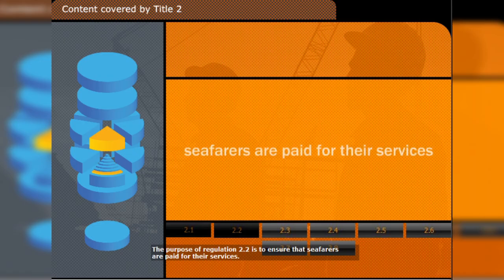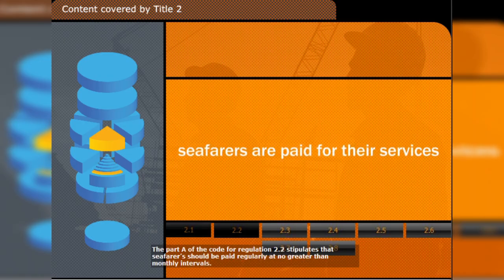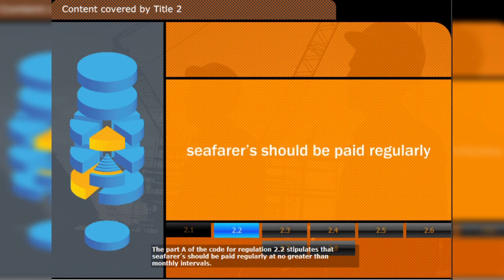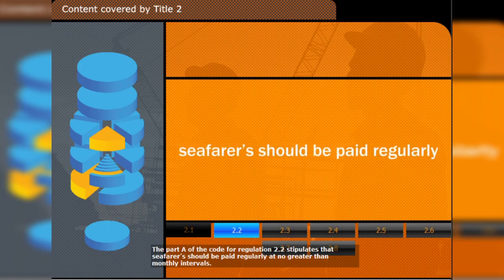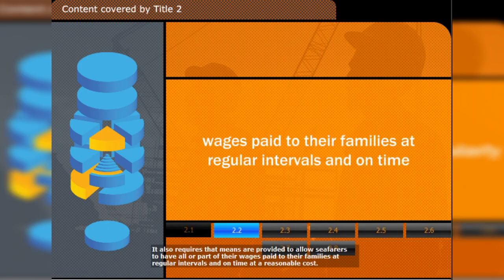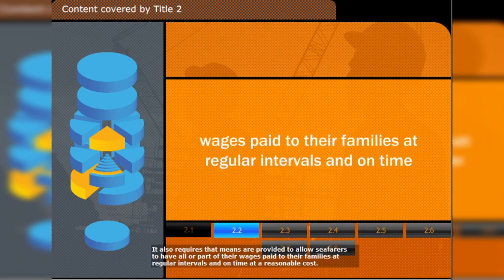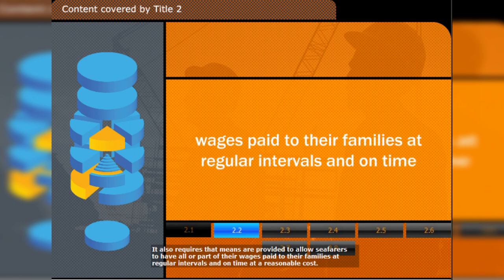The purpose of Regulation 2.2 is to ensure that seafarers are paid for their services. Part A of the Code for Regulation 2.2 stipulates that seafarers should be paid regularly at no greater than monthly intervals. It also requires that means are provided to allow seafarers to have all or part of their wages paid to their families at regular intervals and on time at a reasonable cost.